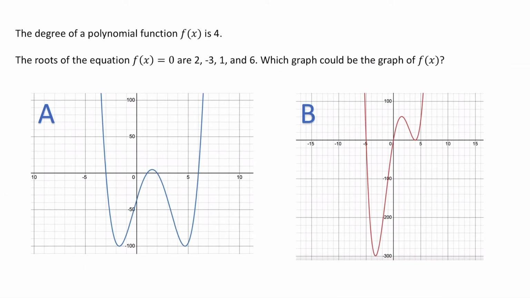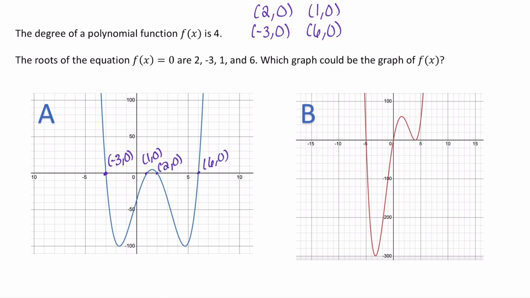So let's suppose it tells us that the degree of a polynomial function f of x is 4. The roots of the equation f of x equals 0 are 2, negative 3, 1, and 6. Which graph could be the graph of f of x? If these 4 values are the roots, that means we have x-intercepts at 2, 0, negative 3, 0, 1, 0, and 6, 0. So let's look at graph A. It has intercepts at negative 3, 0, 1, 0, 2, 0, and 6, 0.